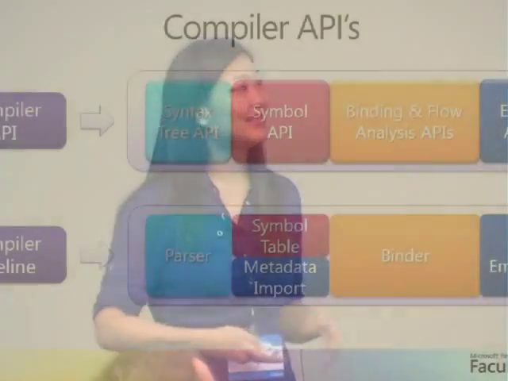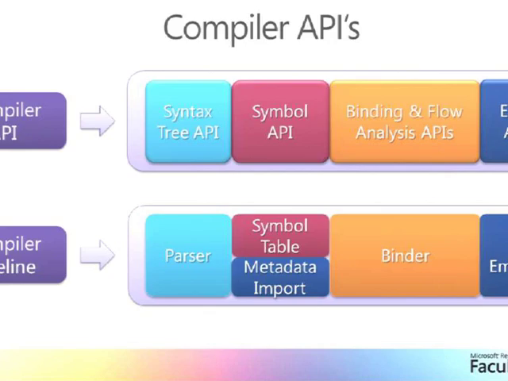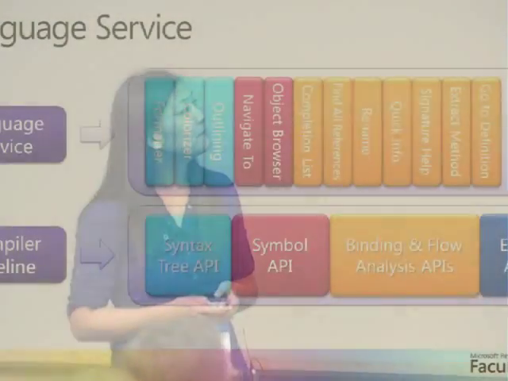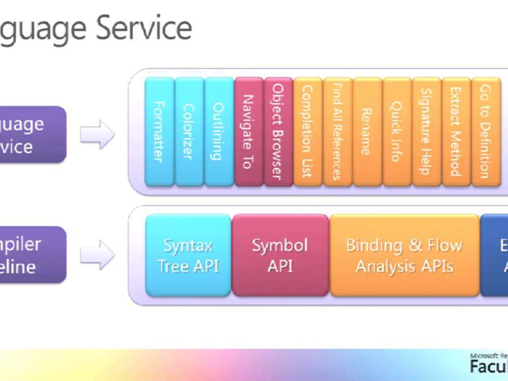And on top of that, we're exposing these types of APIs. From the parser, we're going to expose the syntax tree API. From the symbol, we'll do a symbol API. From the binder, we're exposing binding and flow analysis APIs. For instance, if you wanted to build the extract method refactoring, being able to detect how code flows in and out of methods. And then also exposing a small piece, which is the emit API, so you can generate IL from that.